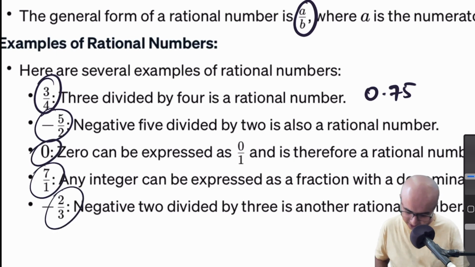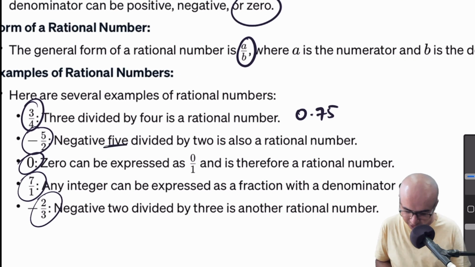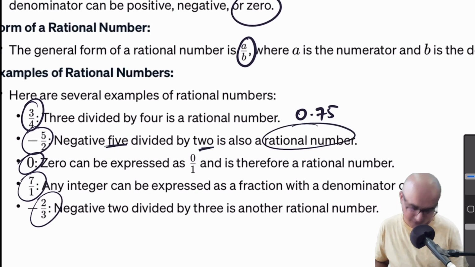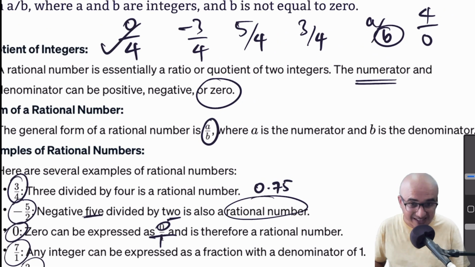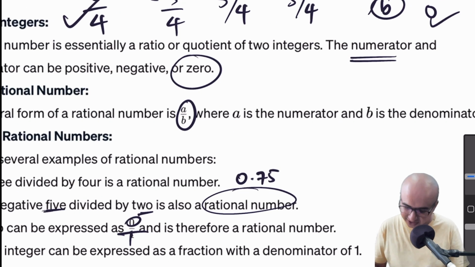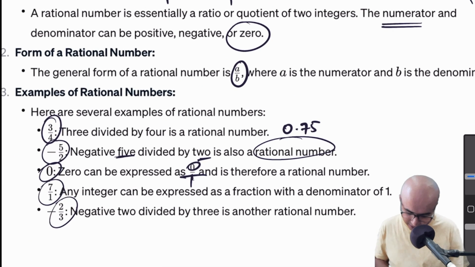Some examples, there are a few things which they have mentioned here. Negative 5 divided by 2 is also a rational number. Yes, it is. 0 can be expressed as 0 by 1, which we saw. As I said, this is a rational number, whereas this is not a rational number. An integer can be expressed as a fraction with the denominator of 1.